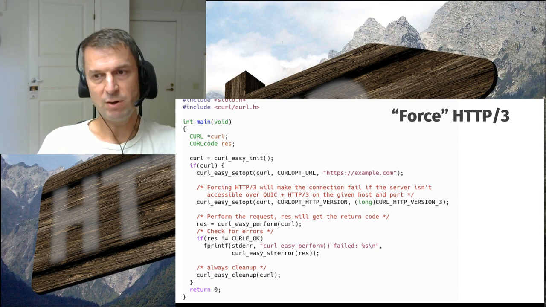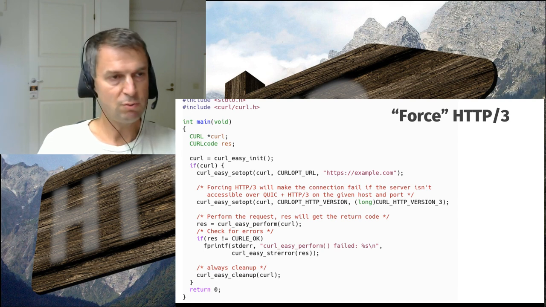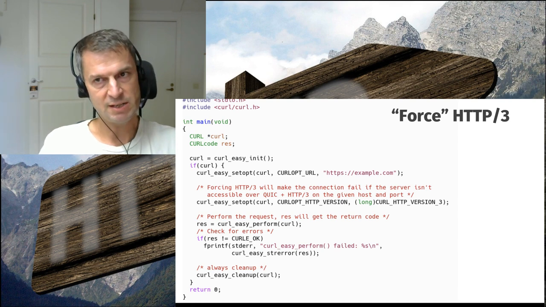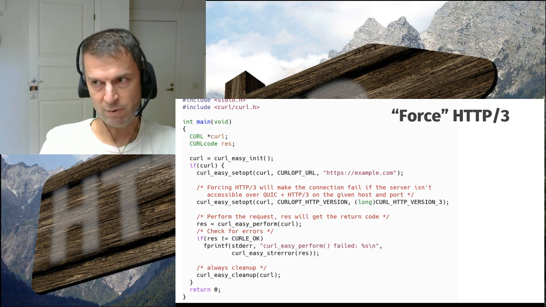And if you request with alt service, it'll do HTTP 1 or 2 for the first request. And if the alt service says it can upgrade, it'll do HTTP 3 in the follow-up request.